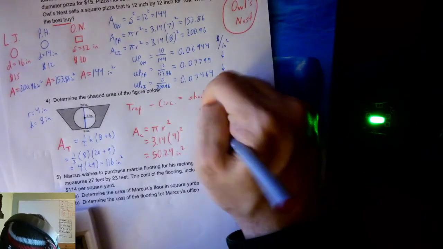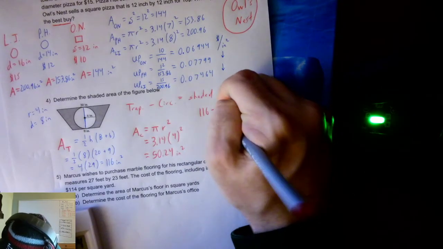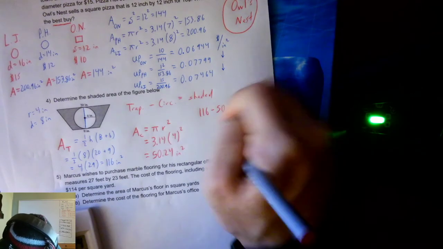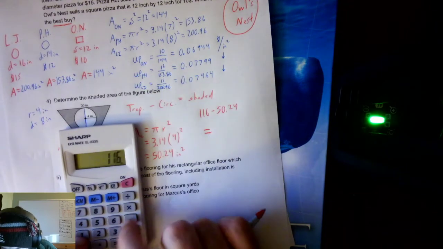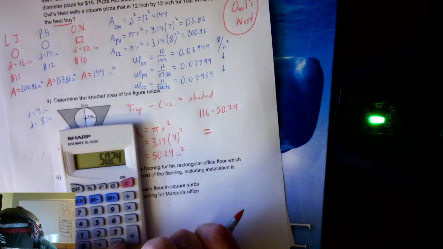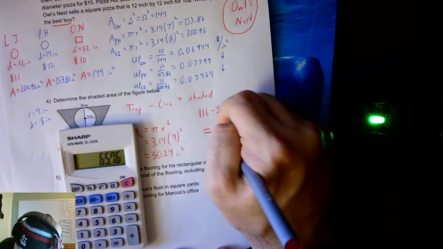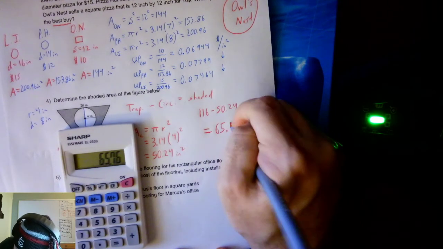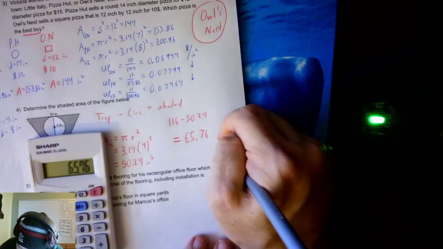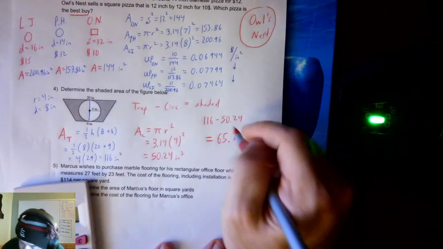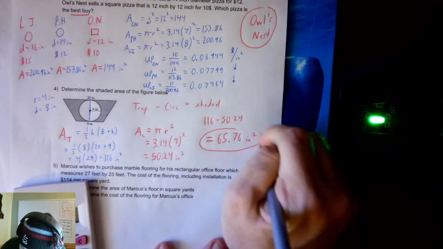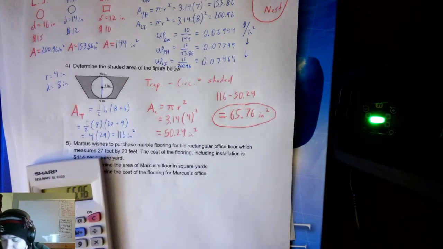So I'll do 116 minus 50.24. 116 minus 50.24, and that's going to give me 65.76. And it'll be inches squared because all of my measurements were in inches, right? So this will be my answer.